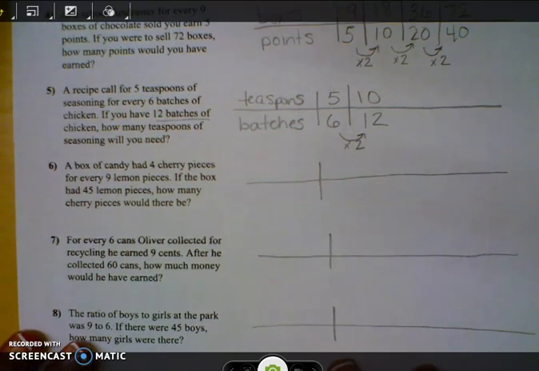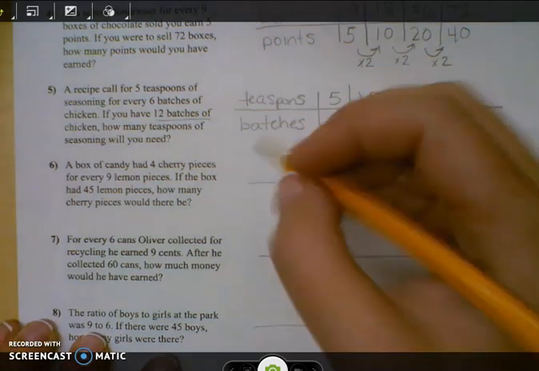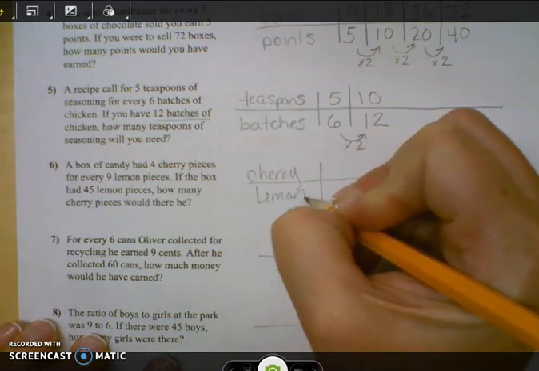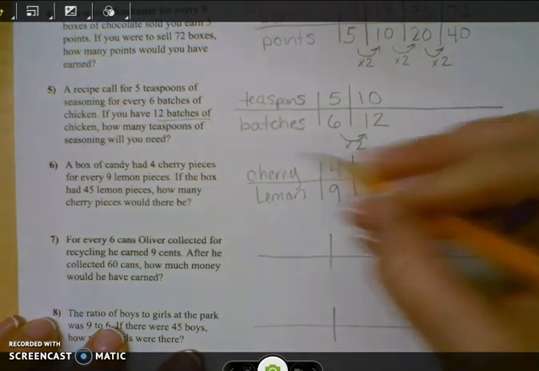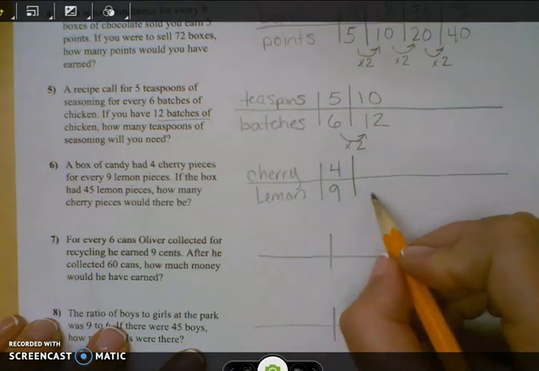Number 6, a box of candy had 4 cherry pieces for every 9 lemon pieces. Looking at my ratio of cherry pieces to lemon pieces, 4 cherry, 9 lemon. If the box has 45 lemon pieces, I don't think I can double to get 45 because 45 is not an even number. So I don't know if doubling is going to work this time. I know that I need to get to 45.